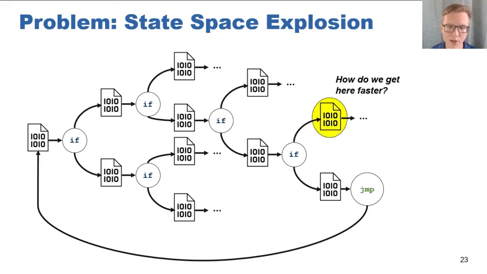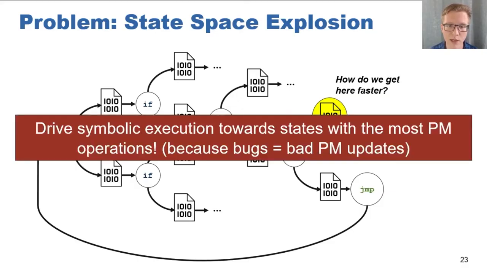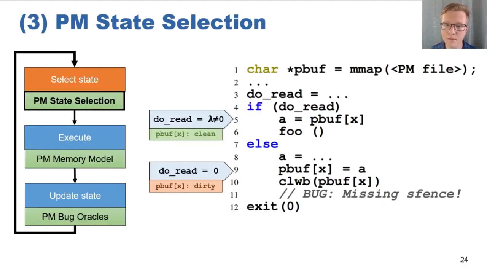So we ask ourselves, can we accelerate bug finding by driving exploration towards states which are likely to contain persistency bugs? And we can. Our insight is to drive symbolic execution towards states with more persistent memory modifying instructions, as these states have a greater chance of having persistent memory bugs, as persistent memory bugs originate from bad modifications to persistent memory. So what we did was we created a method for identifying states which are more likely to modify persistent memory.